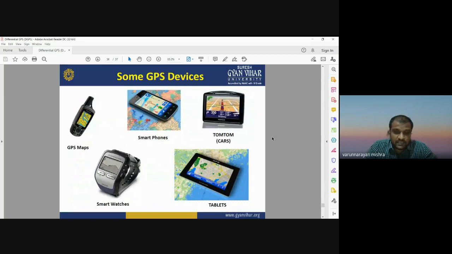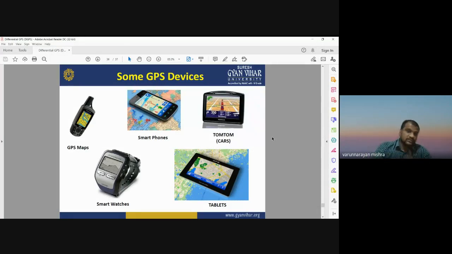GPS devices may be used in different ways. It may be used in GPS maps, smartphones. TomTom is a company that provides GPS devices for vehicles, for cars. Now GPS is available in smartwatches. GPS is also available in tablets. So you may have different kinds of GPS devices inbuilt in different products: maps, smartphones, cars, smartwatches, tablets, all are enabled with GPS.